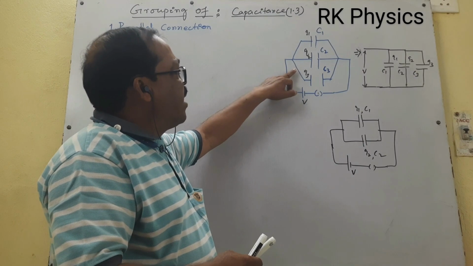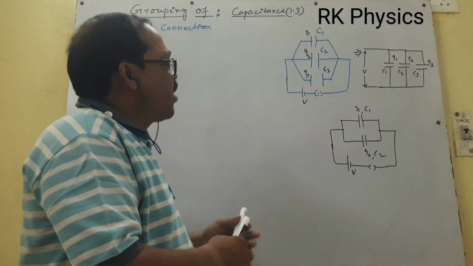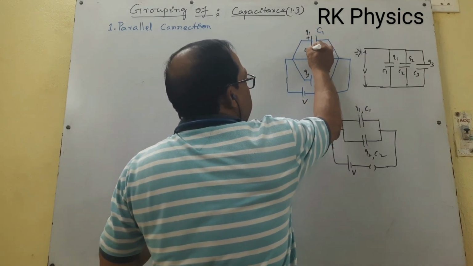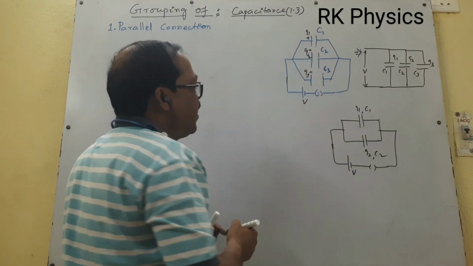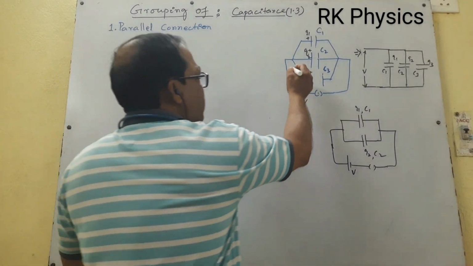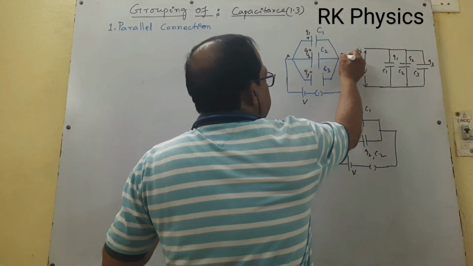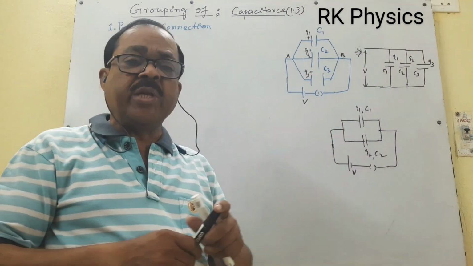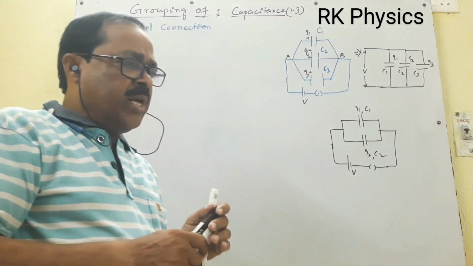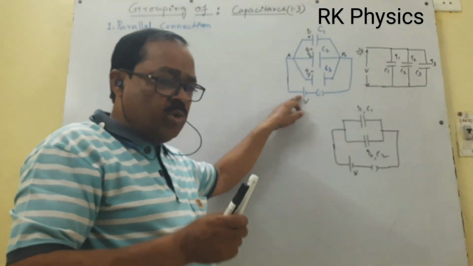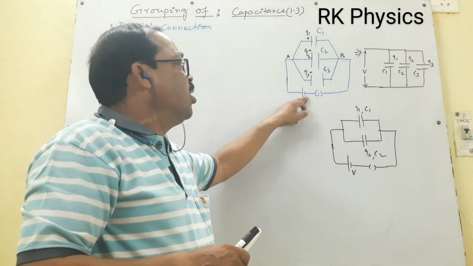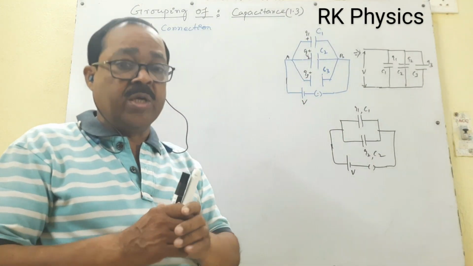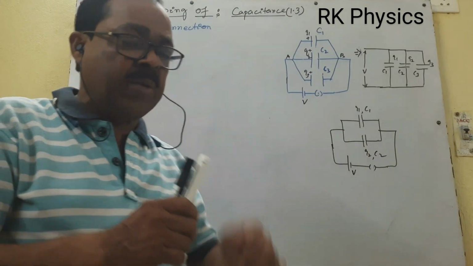Now here I am taking C1, C2, C3 as three capacitors. They are connected in parallel. That means all the positive plates are connected together at one point and the negative plates are together at another point. And these two points A and B are directly connected to the potential of the cell. That means if you move from the positive terminal to the negative terminal of the cell through C1 or through C2 or through C3, it is possible directly through one capacitor.